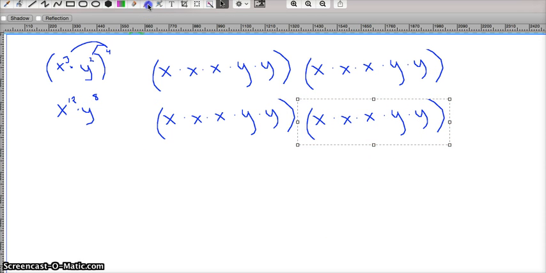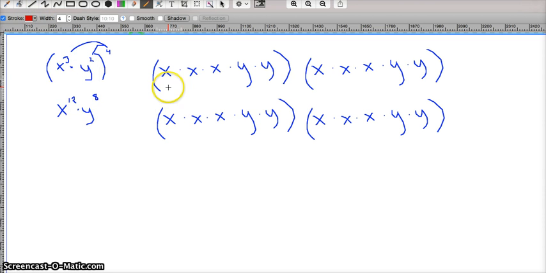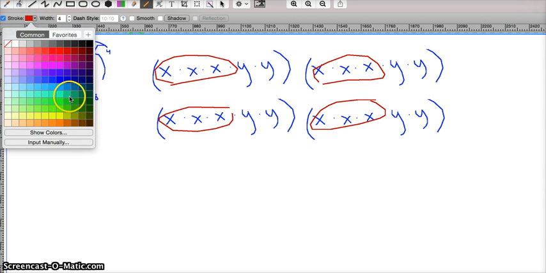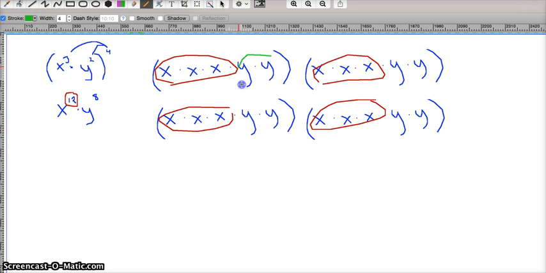So now I need to find out, well, how many x's do I have? So I'll go ahead and do x's in red. So I have 3, 6, 9, 12 x's, which is why I got x to the 12th. And then I'll do green for my y's. I got 2, 4, 6, 8 y's, which is why I have y to the 8th.